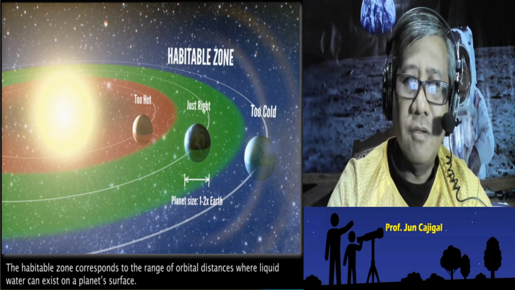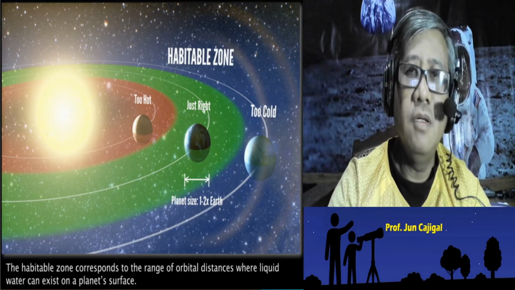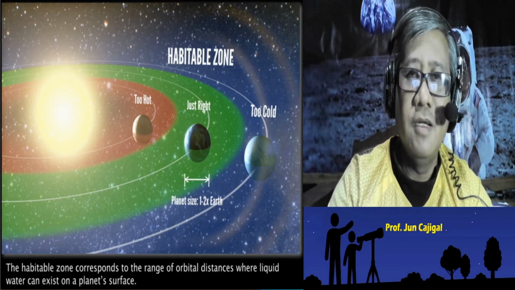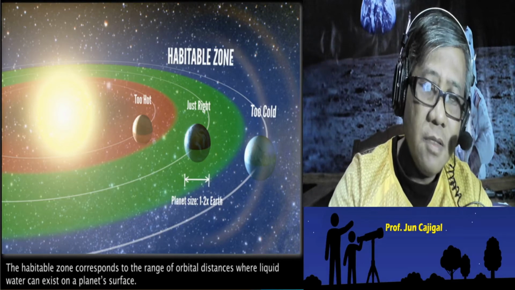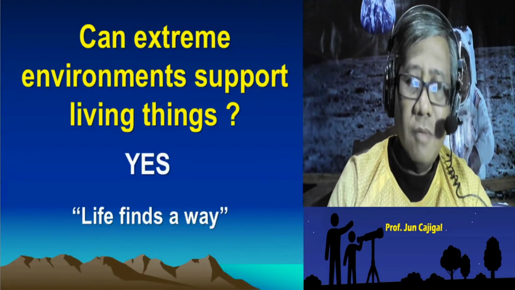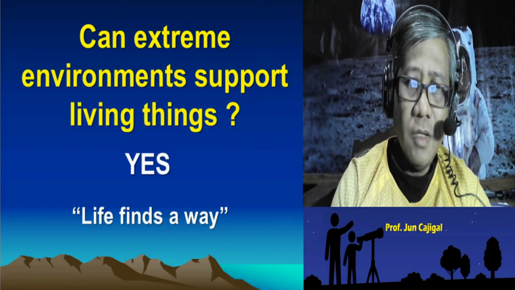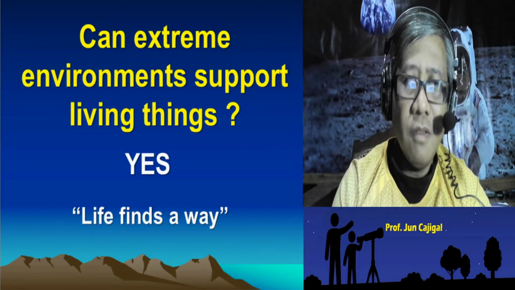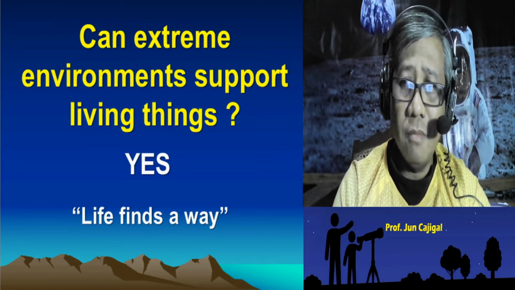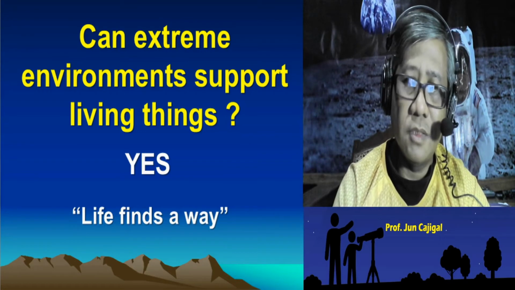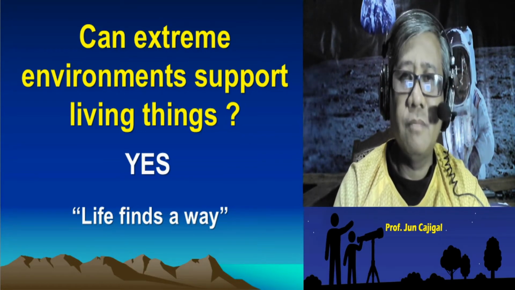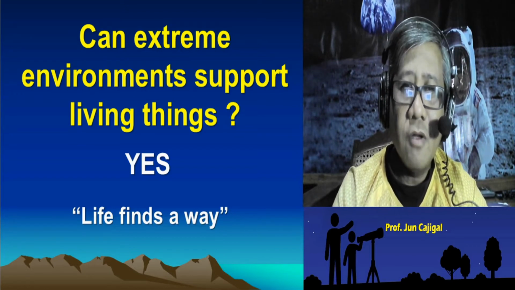Alright, so we call this the habitable zone. So, because of this, life can exist. Diba? So, hindi mainit, hindi rin malamig. Alright. Now, my dear netizens, can extreme environment support living things? Kasi sa planet Earth, diba, may mainit na lugar like deserts. Or malalamig, diba, like the poles. Can extreme environments support living things?